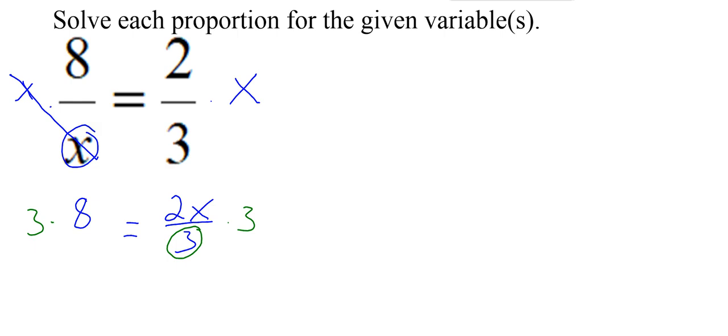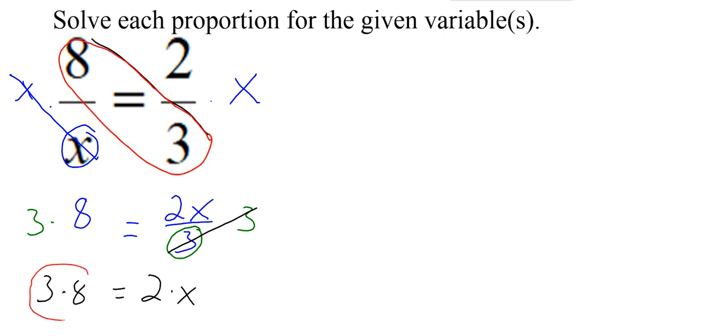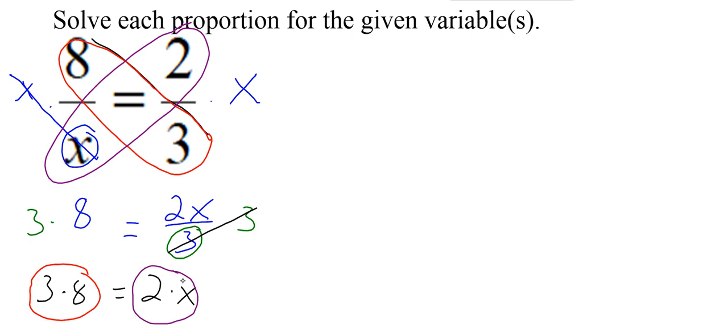I'm going to leave this as their products, and we'll see that we get 3 times 8 on this side. These 3s cancel out, and we're left with 2 times x. Notice that 3 times 8 is this product right here. So that's that cross. And then this other cross, 2 times x, ends up being on the other side of the equation. So that's how we can use that property to help solve it. And so we call this the cross product.